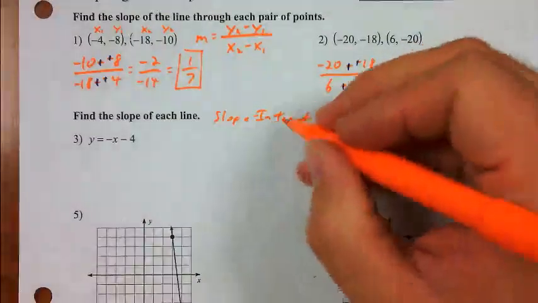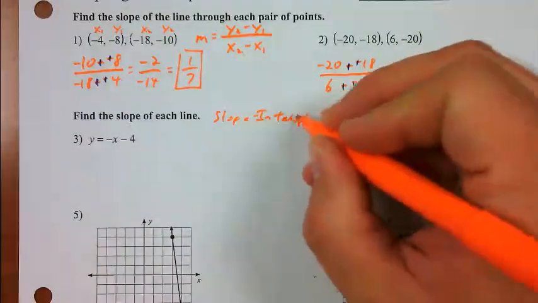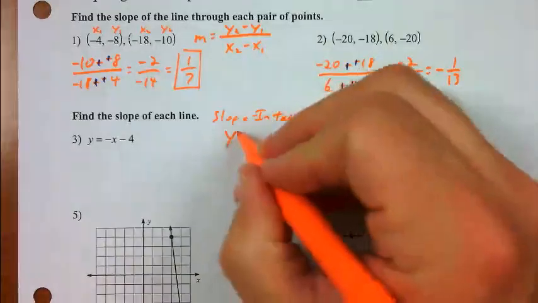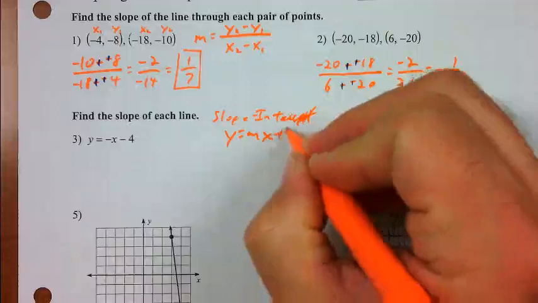What did I just write there? I like rearranged all my letters. Slope intercept form, which is y equals mx plus b.